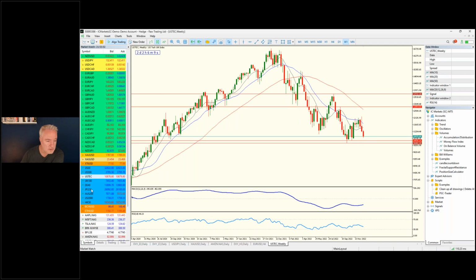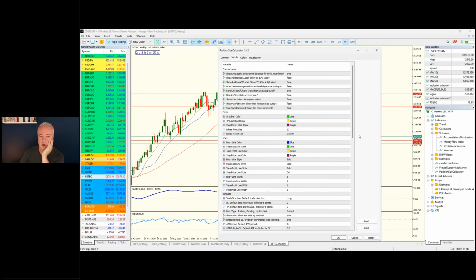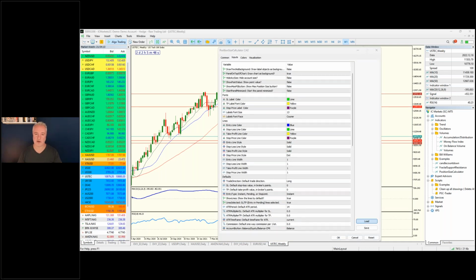So this is what I'm looking for. The position size calculator that Leon was talking about is a tool here that will allow you to calculate. It will help calculate 1% of your risk. It puts the draw lines on the chart. So if you go and you put PSC Trader on the chart, I've done something here, not the scripts, this. And then you can, did I do this?